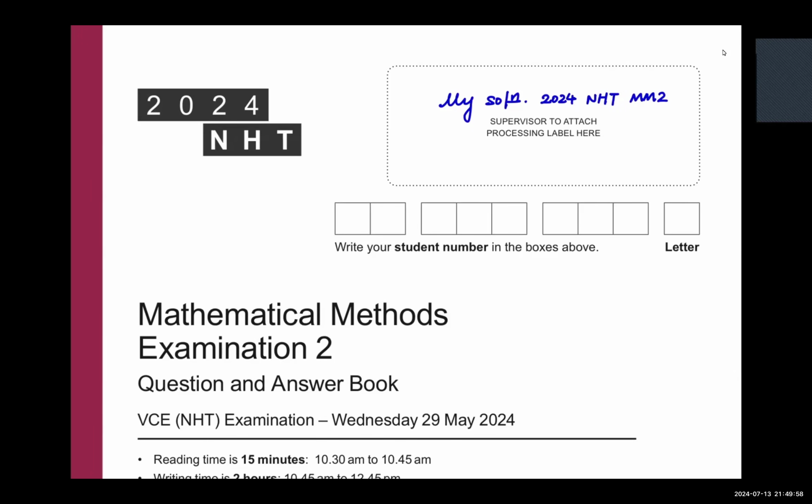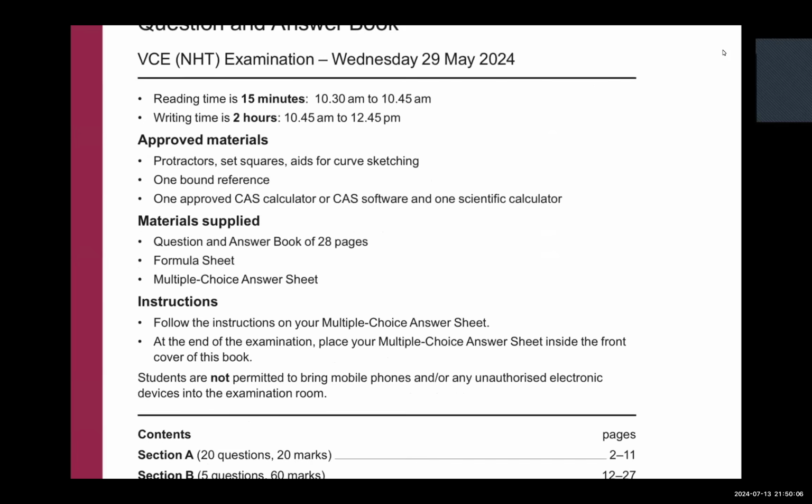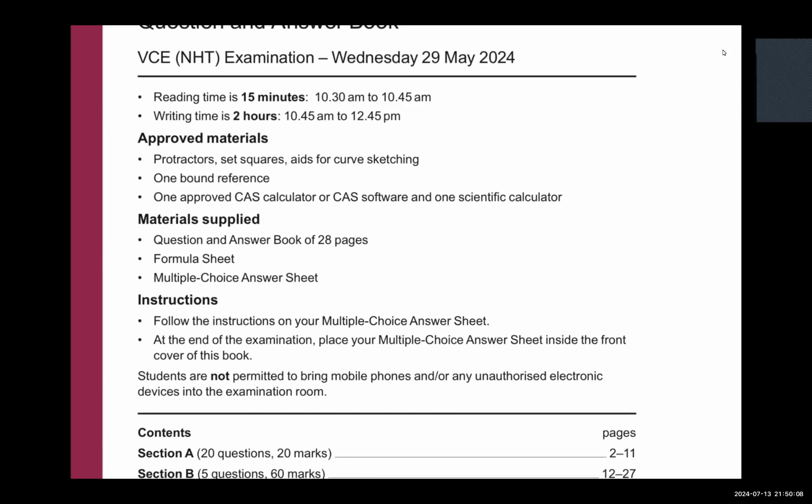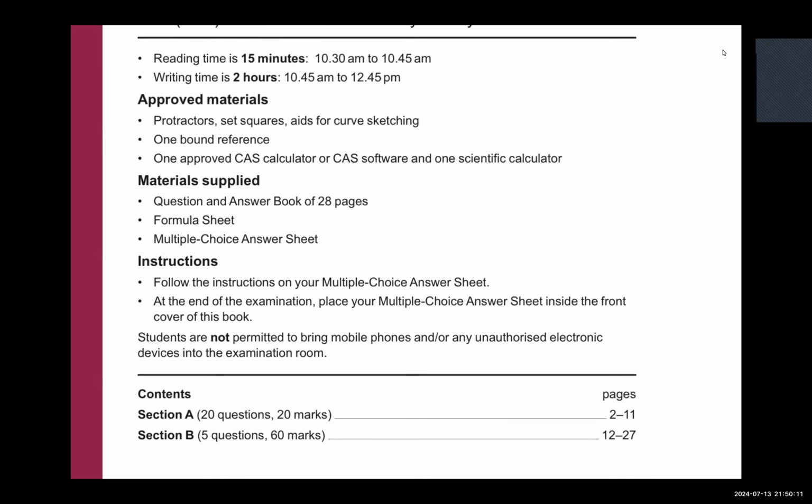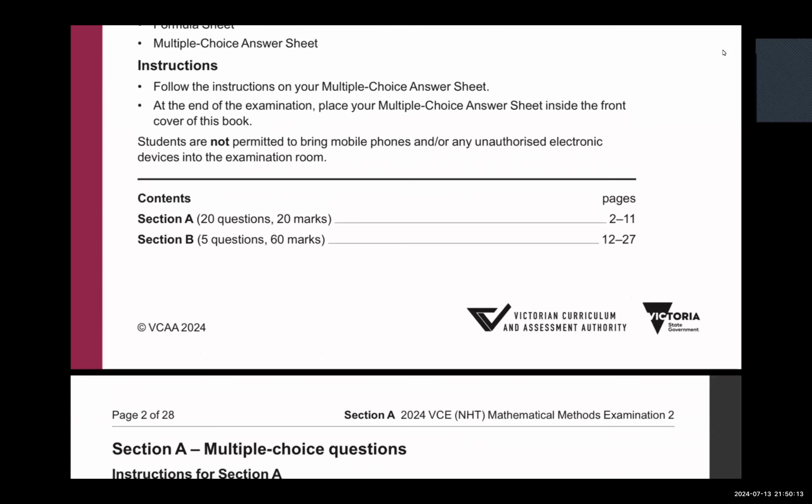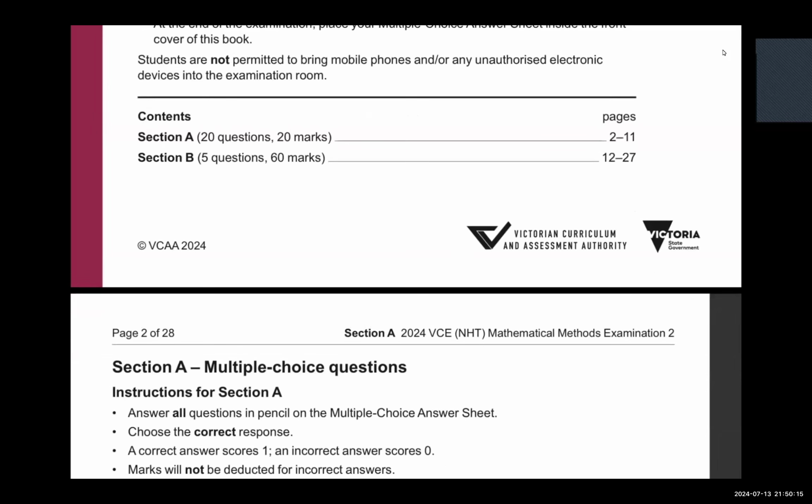So I think I will give a good crack at this Math Methods Exam 2 recently for the 2024 NHT paper 2. You have 15 minutes for reading and 2 hours for writing, but I'm not going to use the reading time. Section A has 20 multiple-choice questions, and Section B has 5 extended response questions.